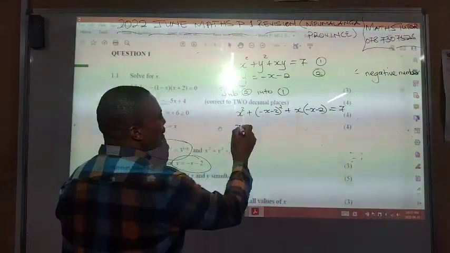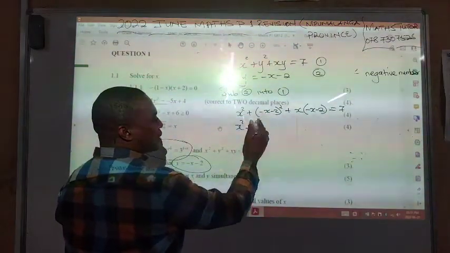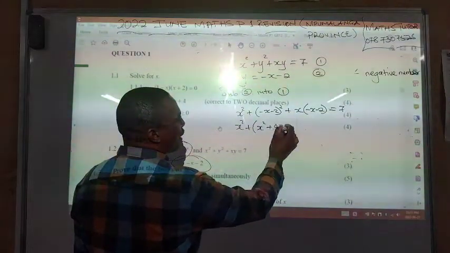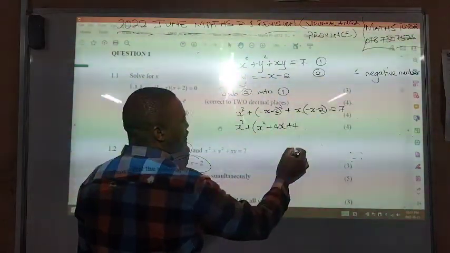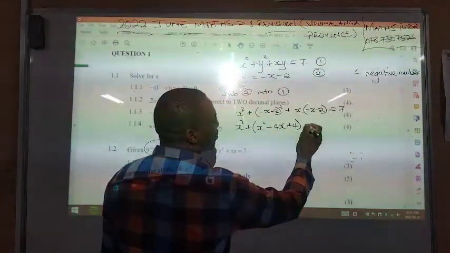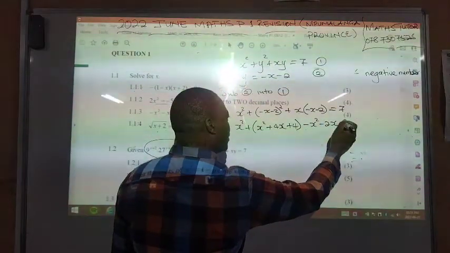Now expanding is x squared plus, expanding this, it will give us x squared plus 4x plus 4. And then removing brackets, it will be negative x squared minus 2x.